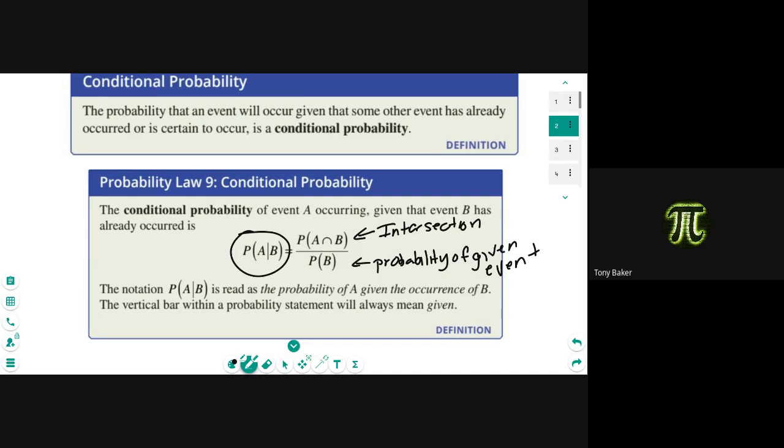As with everything we've done so far, the definition's one thing. Once we actually start working with it, it makes a little more sense. So you don't necessarily need to write down all the words. Write down this and say the probability of A given B, and you should be fine.